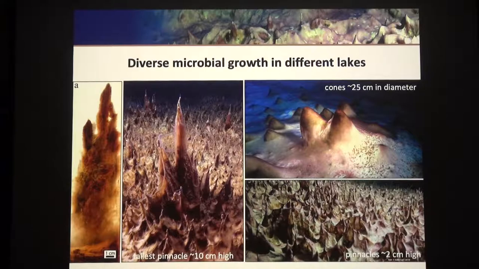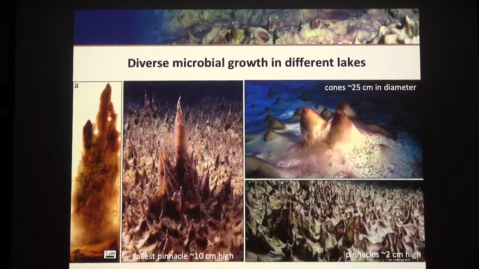But this is what we see under the lake. So this is a sample. Tyler put a clear tube over this branching stromatolite and brought it to the surface. And then the other pictures are underwater. And each lake is different in terms of the morphology of the stromatolites that grow.